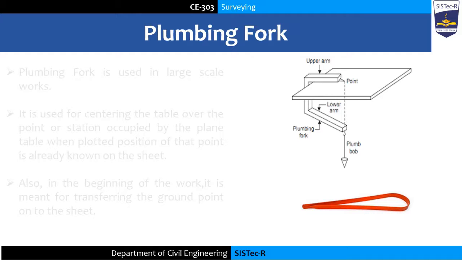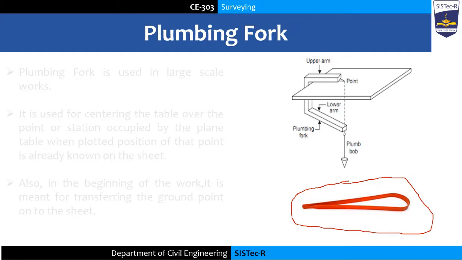So basically the plumbing fork is nothing but a hairpin like instrument. This is a hairpin like instrument made of very light metal, and both these arms are equal in length. So basically there are two functions of this plumbing fork. First, it is used for centering the table over the point or station occupied by the plane table when the plotted position of that point is already known on the sheet.